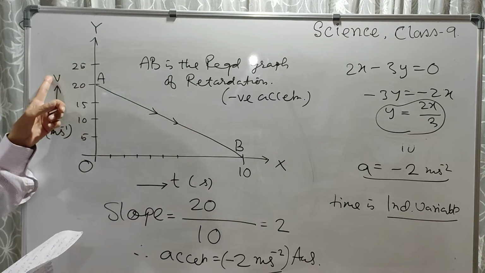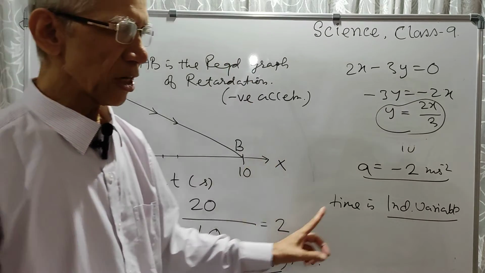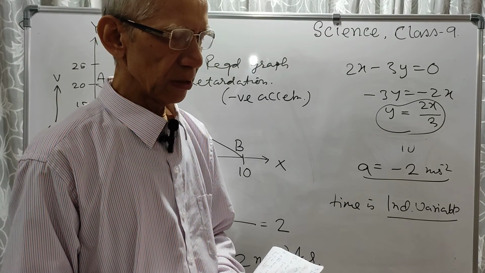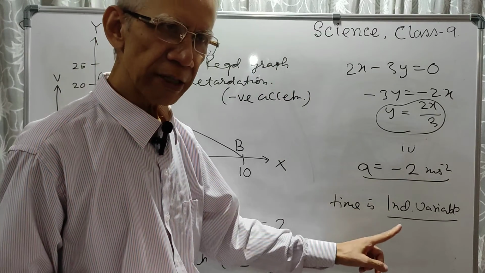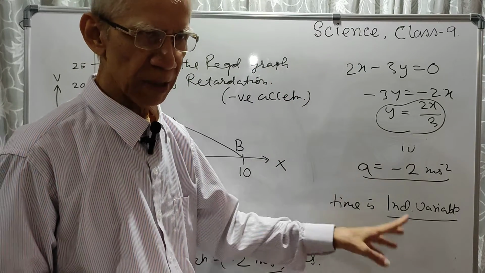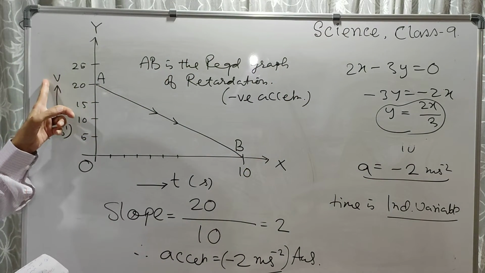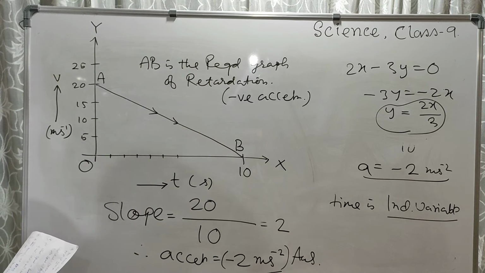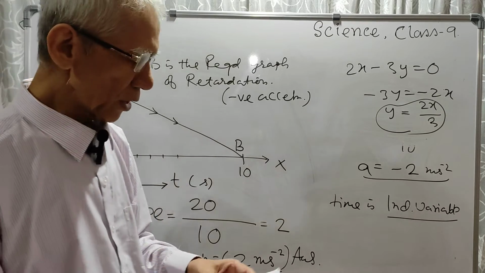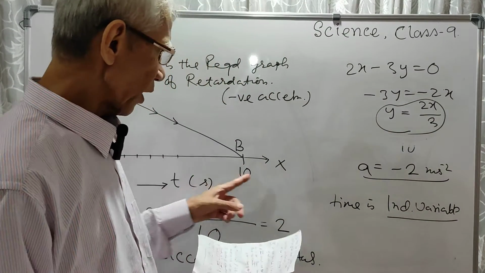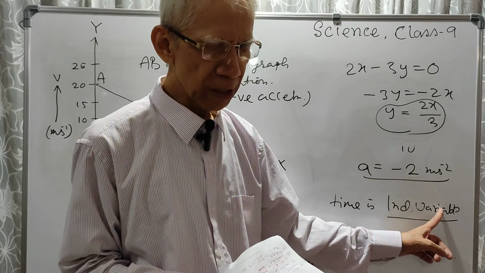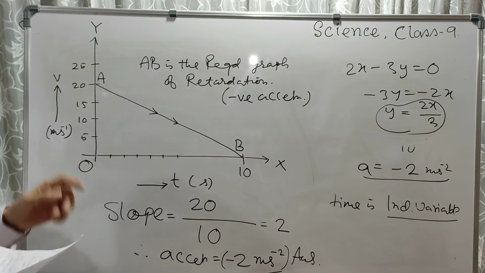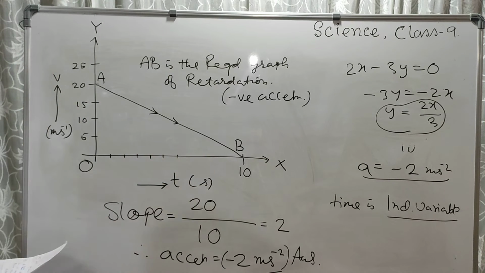And here speed is the dependent variable. In the case of a distance time graph, time is the independent variable, distance is the dependent variable, because the distance traveled will depend on time. The distance traveled by a car depends on time. Similarly, the velocity of a body will depend on time. More time, more velocity. So this is a 1 mark question. Why is time always taken along the x-axis? Because time is the independent variable. The speed depends on time.